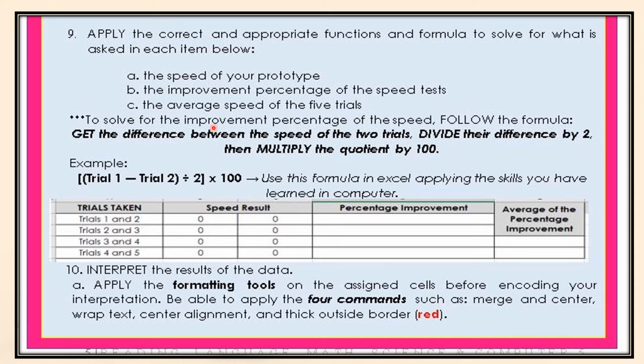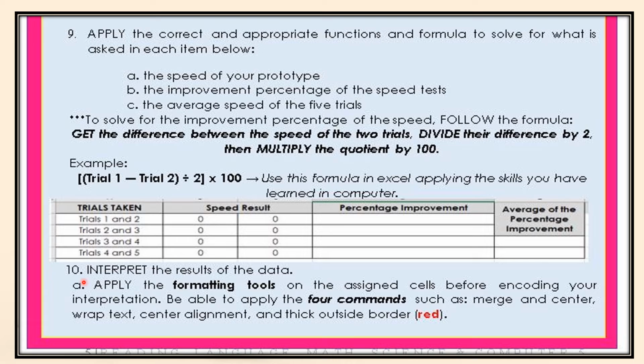To solve now for the improvement percentage of the speed, follow the formula. Get the difference between the speed of the 2 trials, divide their difference by 2, then multiply the quotient by 100. Please follow the given example here. This particular instruction will be explained further by your math teacher.